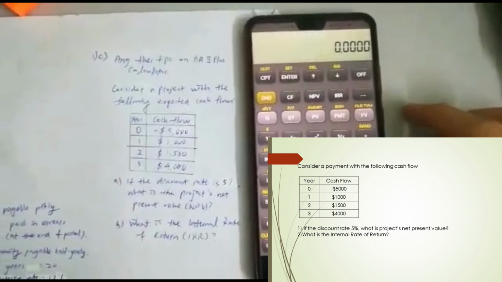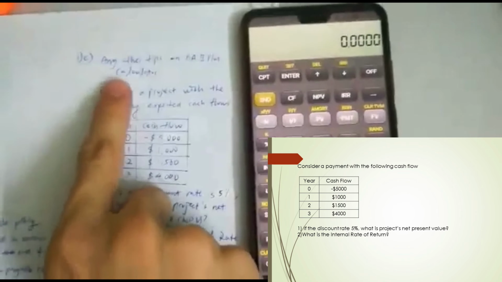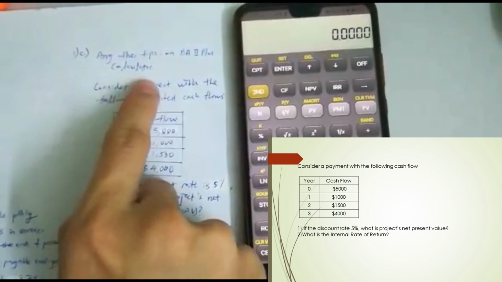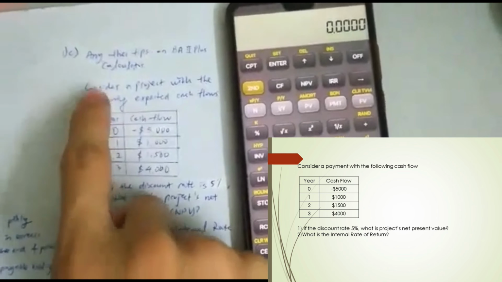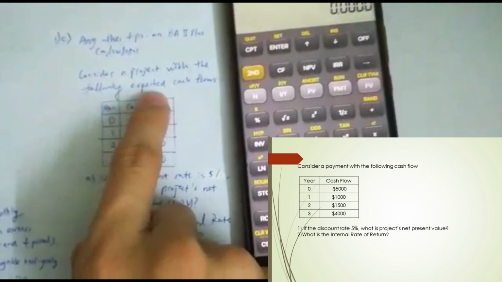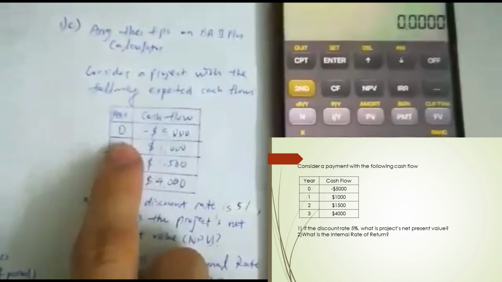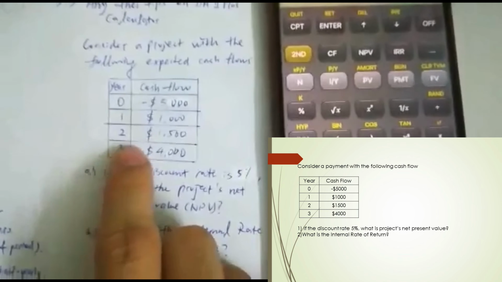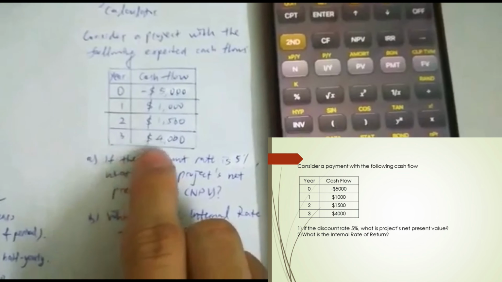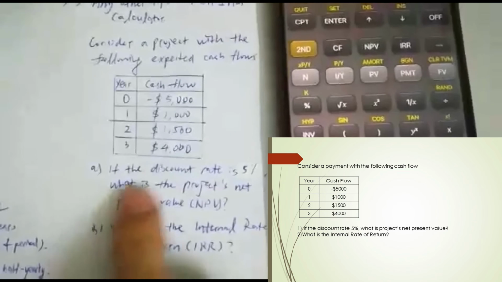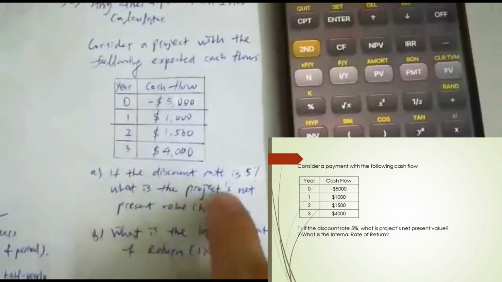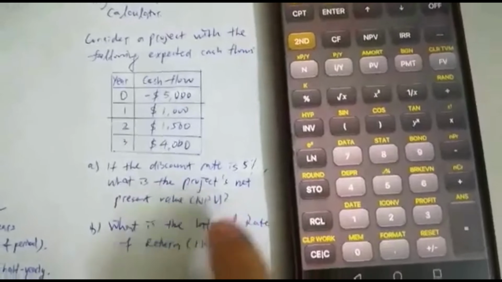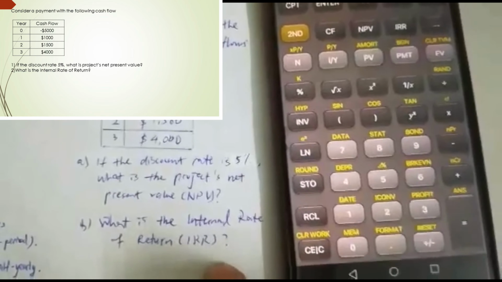Okay, so now I'm going to present question 1C. Any other tips on BA2 Plus calculator? So I have the question over here. Consider a project with the following expected cash flows. Year 0, negative $5,000. Year 1, $1,000. Year 2, $1,500. Year 3, $4,000. If the discount rate is 5%, what is the project's net present value NPV and the internal rate of return IRR?